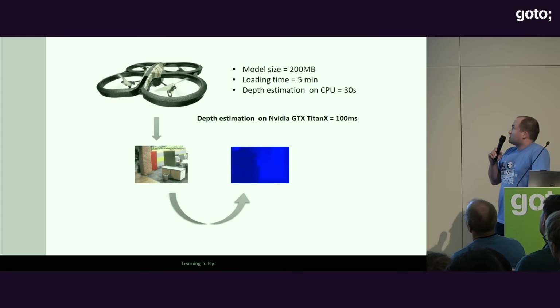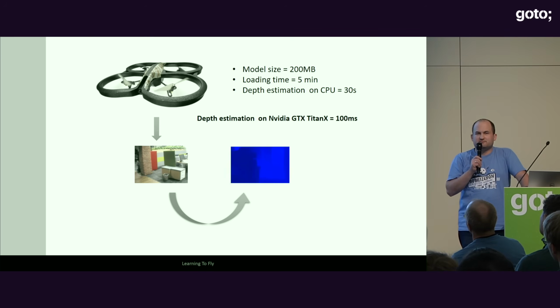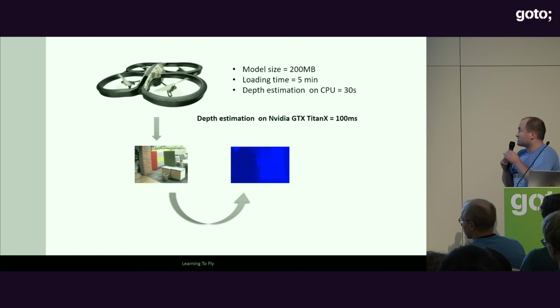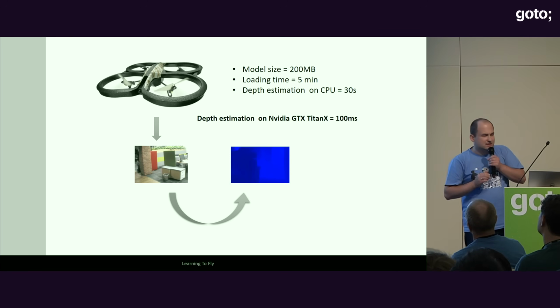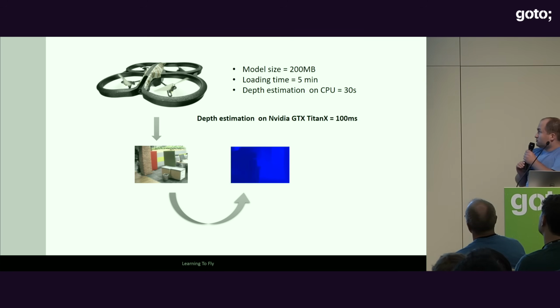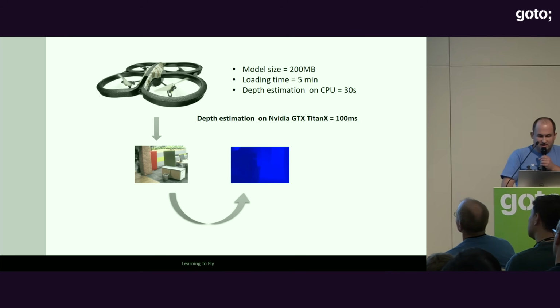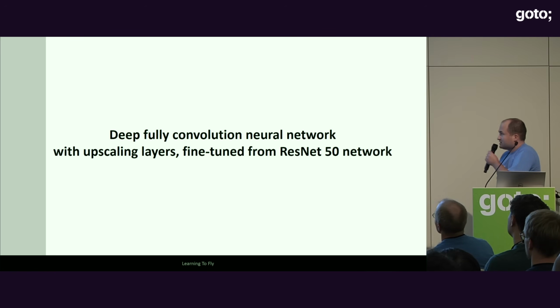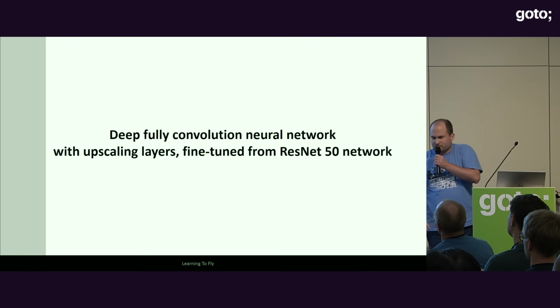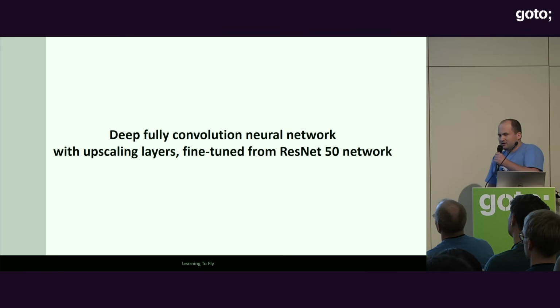We have everything which is necessary for further development, but we are guys that really want to know how it works, what is under the hood. And I will try to explain this now, share this knowledge with you. So the solution can be described in one sentence: deep, fully convolutional neural network with upscaling layers fine-tuned from residual network 50. And because it sounds a bit terrible, I will try to explain it in parts.